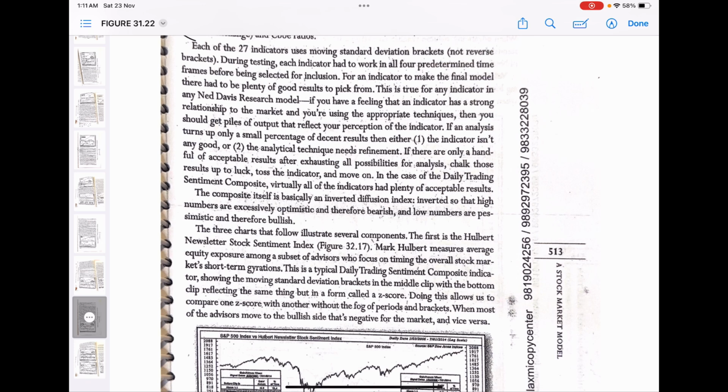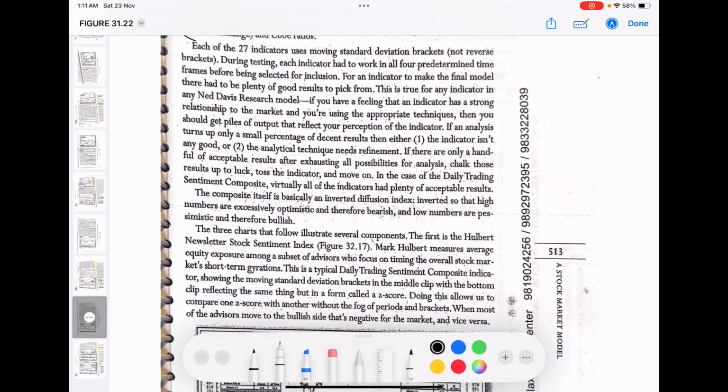If an analysis turns up only a small percentage of decent results, the indicator isn't any good, or the analytical technique needs refinement. If there are only a handful of acceptable results after exhausting all possibilities for analysis, chalk those results up to luck, toss the indicator, and move on.